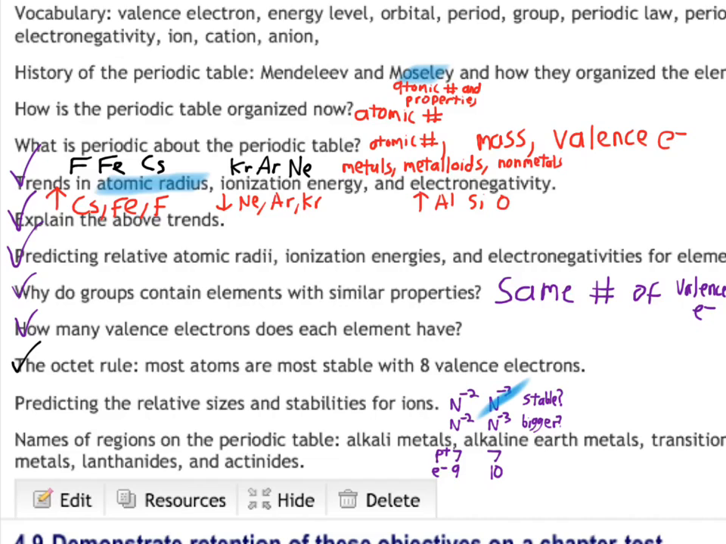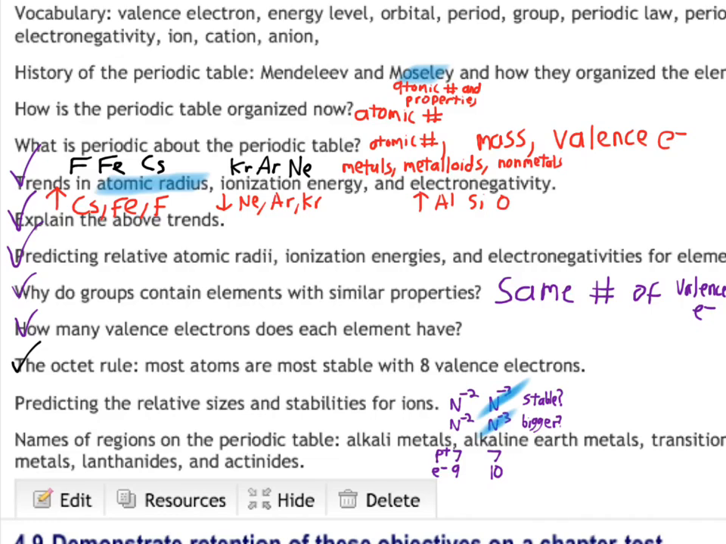For size, if they both have the same number of protons like this problem, pick the one that has more electrons, is bigger because electrons add to the outside of the atom. If the electrons are the same, then the one that has fewer protons is bigger because it does not draw the electrons in as much. So in this problem, N-3 because it has more electrons.